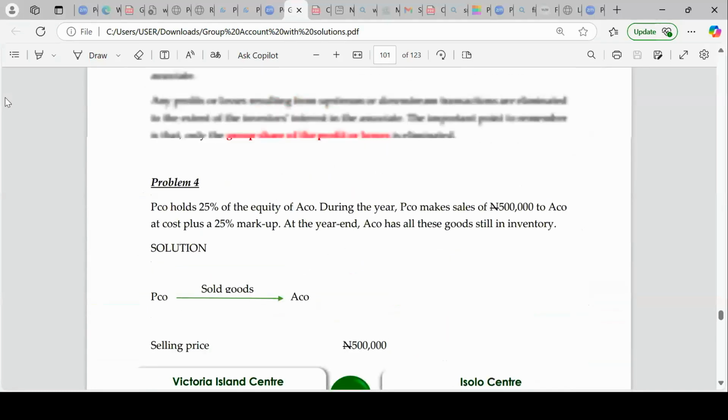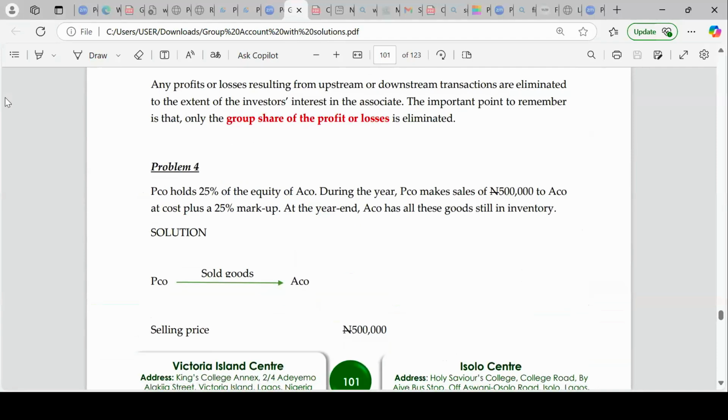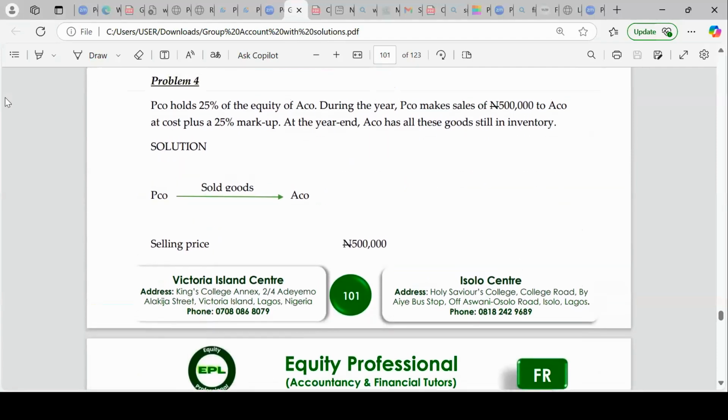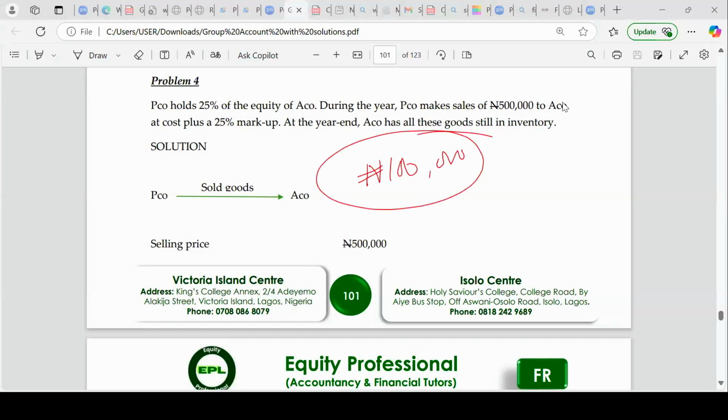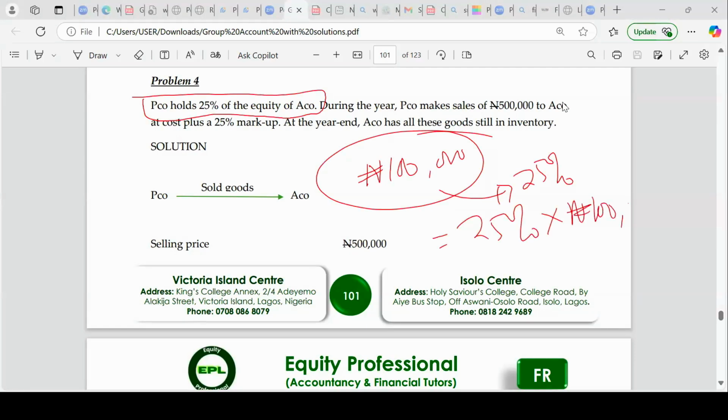Let me explain what they are saying here. When you come back here, all of this profit, 100,000, is what was realized, right? But don't forget what we said here. We said you will eliminate to the tune of the investor's holding or interest. The investor interest, we're told PICO owns 25%. So my elimination will be based on this 25% of 100,000, which will now give me 25,000 naira.